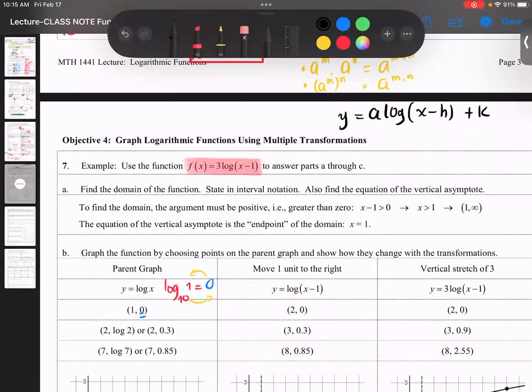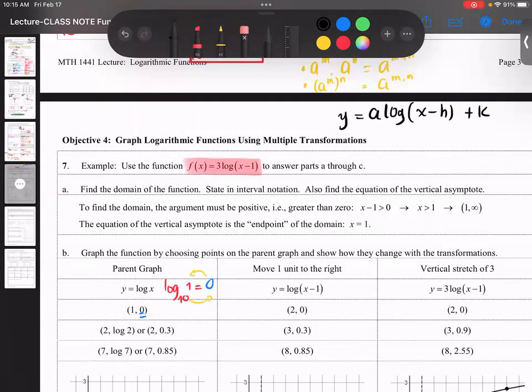So x minus h, because it's a minus 1, you're actually going to move to the right, right? Because h is 1, that's why you move to the right. You move to the right, meaning you're changing the x coordinate. That means everything adds 1 to x. So 1 becomes 2, 2 becomes 3, 7 becomes 8.